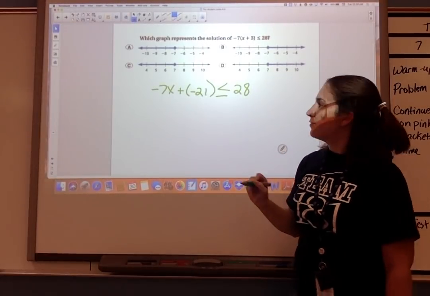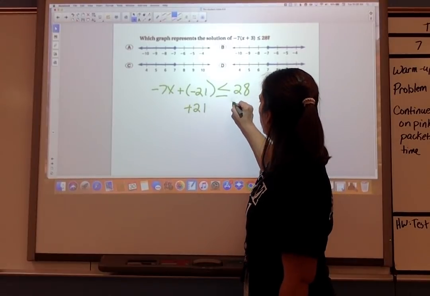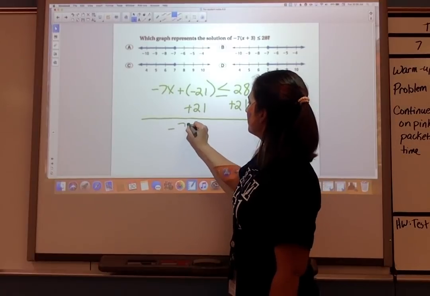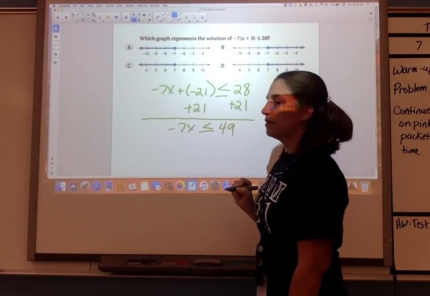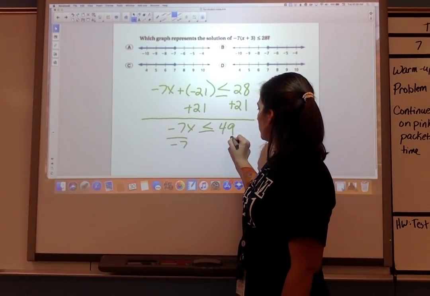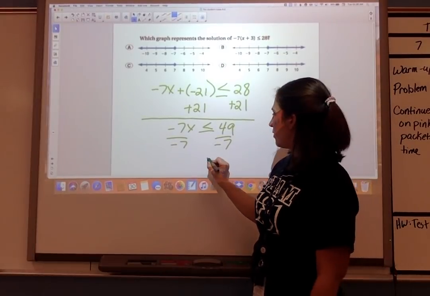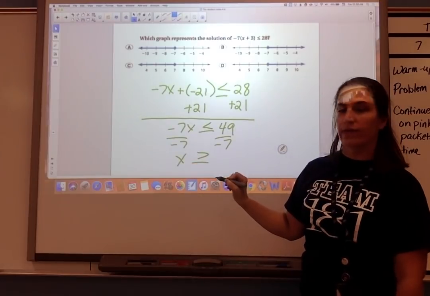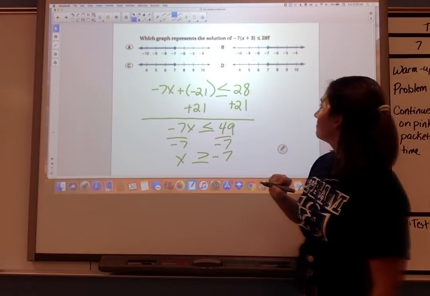Okay, now we need to solve for x, so we have negative 21 here, so we need to add 21 to both sides. We get negative 7x is less than or equal to 49. Now we need to divide both sides by negative 7. We know that when we divide by a negative number, that switches our inequality symbol around. So we have x is greater than or equal to negative 7.